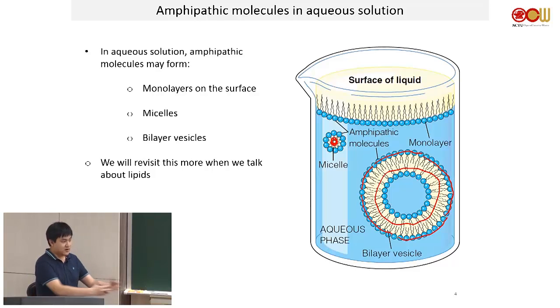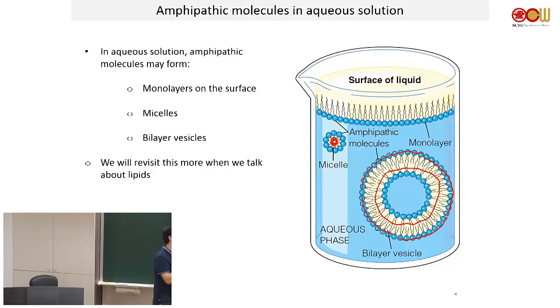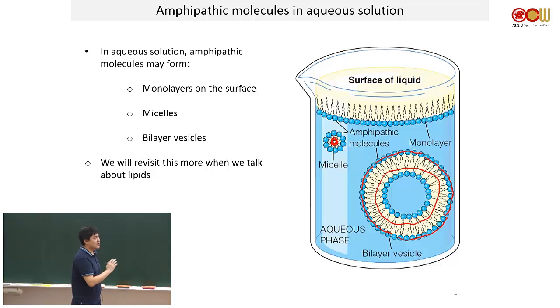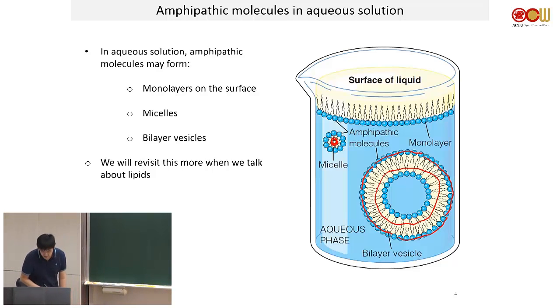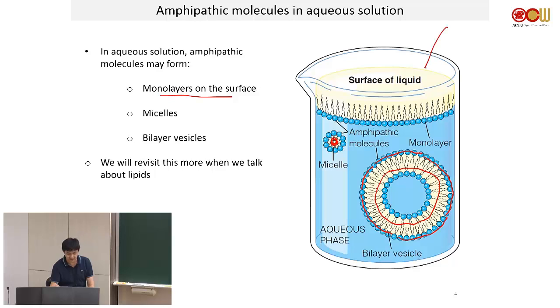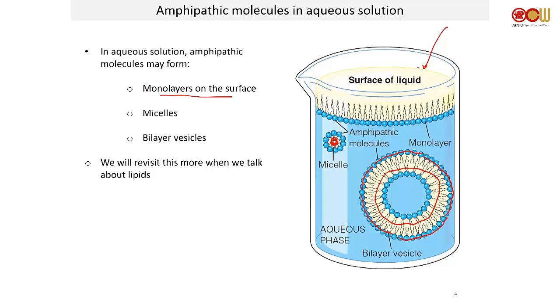So if you throw these amphipathic compounds into water, you'll have several choices of the type of structures they form. You can form a monolayer on the surface like this, okay? That's a monolayer on the surface. Or the organic part is exposed to air, that's okay. And then the hydrophilic part interacts with water. That happens, okay? But more often, what you actually get are these things called micelles and lipid bilayers, okay?